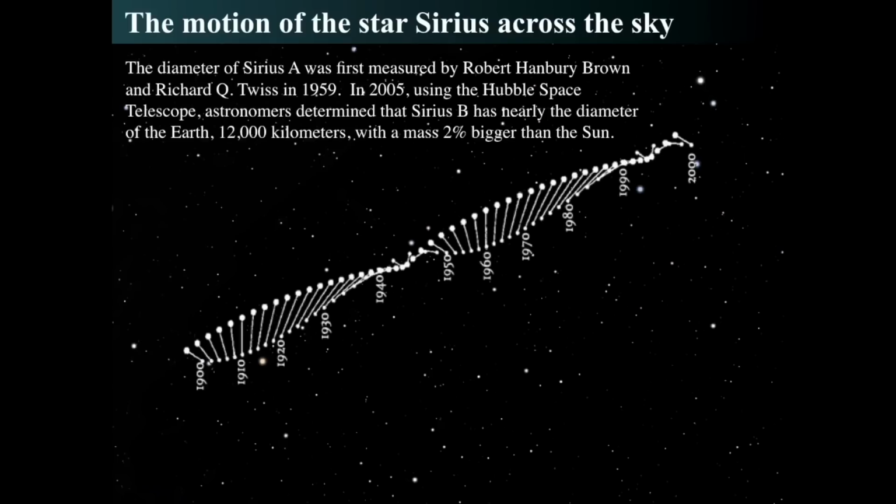It means it's very, very hot. So the diameter was then determined back in 1959 to be very small, somewhere on the order of the radius of the Earth. And in 2005, a team using the Hubble Space Telescope determined that it is nearly the diameter of the Earth, about 12,000 kilometers, and the mass of it is just a little bit bigger than the Sun.